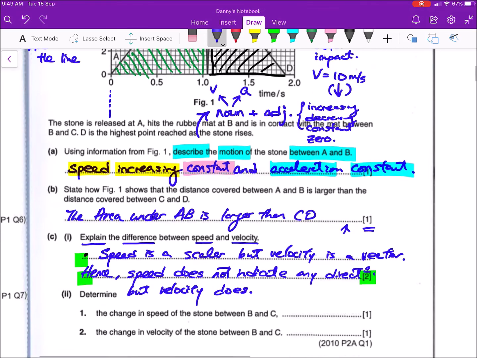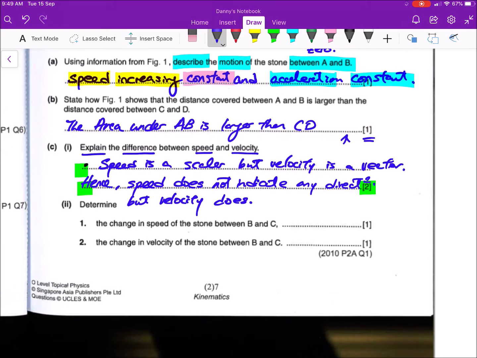So this is how you attempt a Cambridge question. You look at the number of marks given and the number of answer lines given to determine how detailed you need to make your answer. It is not always good to give one big chunk of answer because then you will be using up additional time. The last question is about the change in speed and the change in velocity.